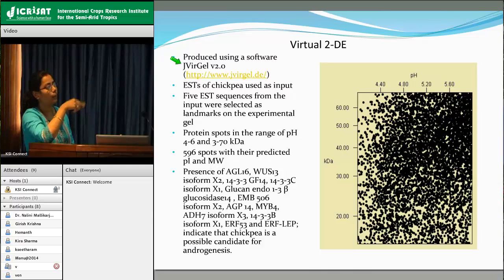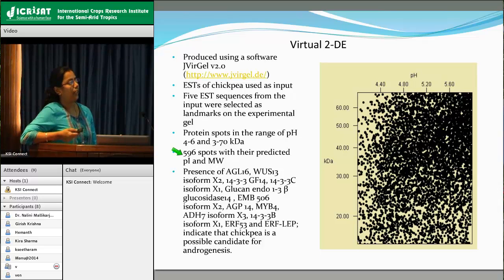Overlapping these spots onto our experimental gel would just result in a crowded experiment. So what I have done is I have selected a region between pH 4 to 6 and molecular weight of around 3 to 70. I have got around 596 spots in this region which are probably involved in androgenesis and essential for development of microspores. Among these, as we have seen earlier, the potential candidates 14-3-3C and Arabinogalactans AGP and AGL were potentially identified as candidates or markers for androgenesis in chickpea.